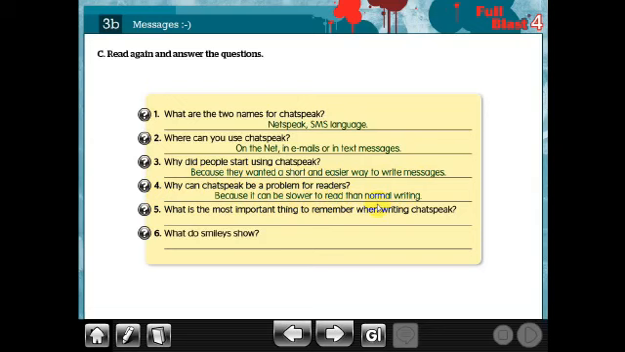Number five, what's the most important thing to remember when writing chat speak? You should make sure that the reader, the person who receives it, will understand it. What do smileys show? It shows how you are feeling. These show how you are feeling without words.